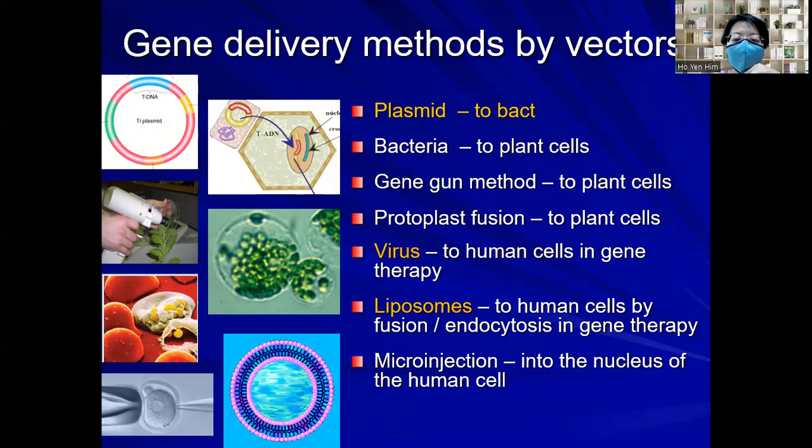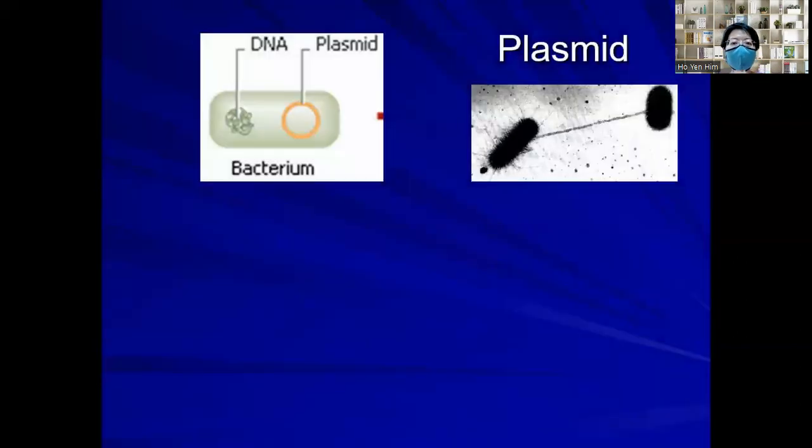Usually we can inject this into the zygote, because from the zygote, when the cell divides, all the cells will contain this gene already, the one that we've introduced. So let's look at the plasmid.